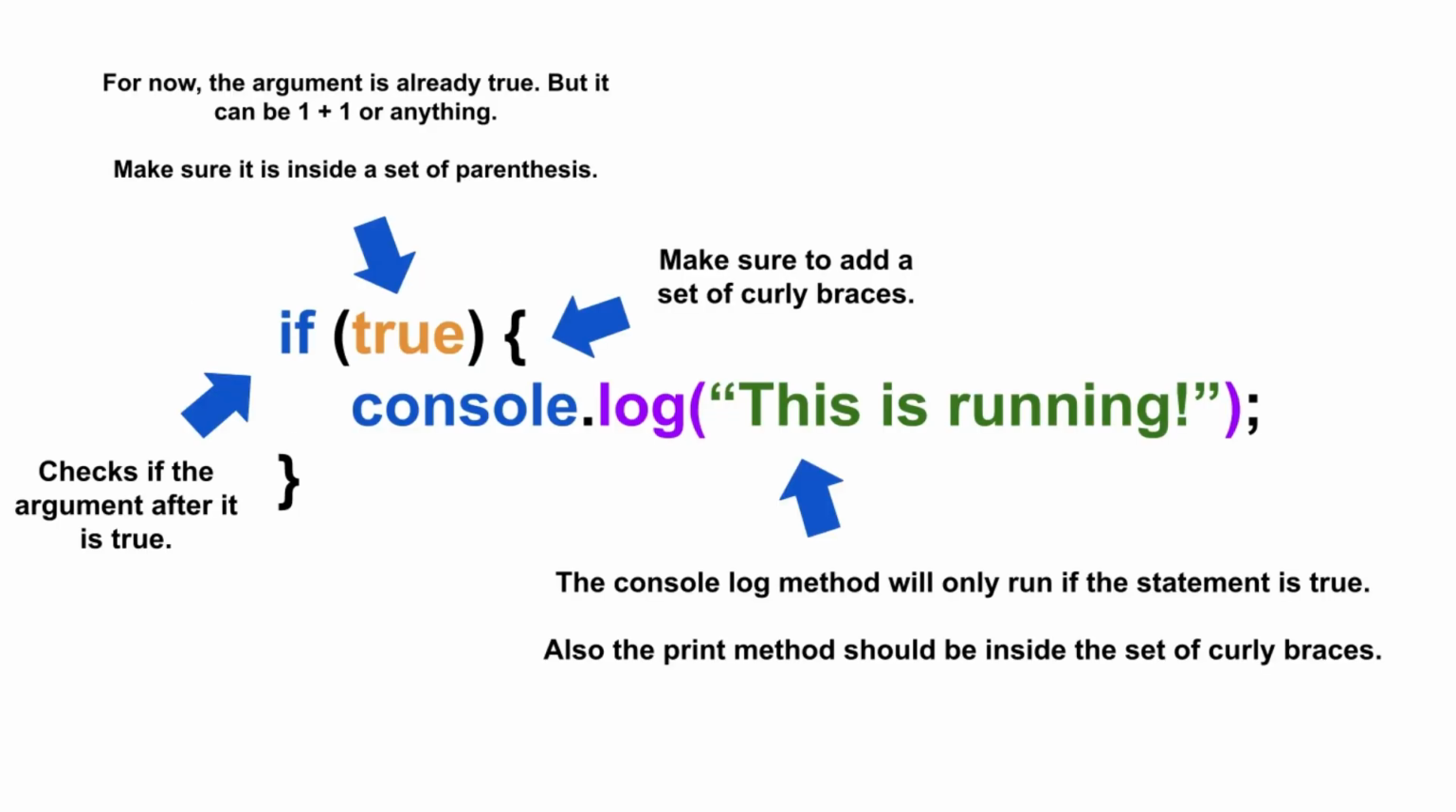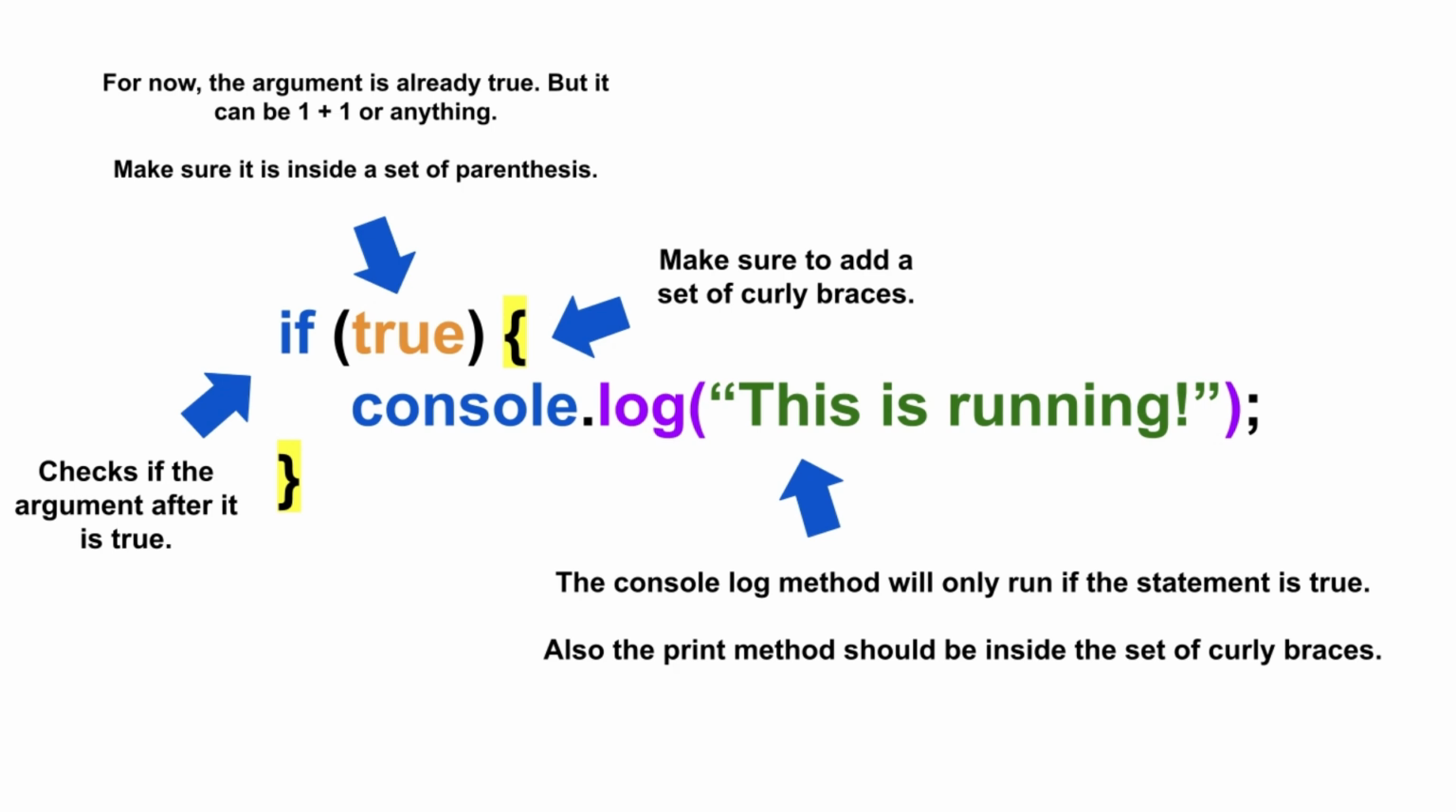To write an if statement, first write the word if, lowercase. Then write a set of parentheses. You will write your argument inside the parentheses. For now, my argument is already true, but it can be 1 plus 1 or anything for that matter. After your argument, please make sure to write a set of curly braces. It is a must. Your program will not work without it.